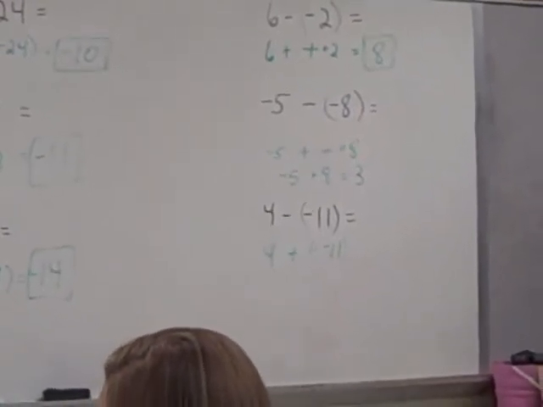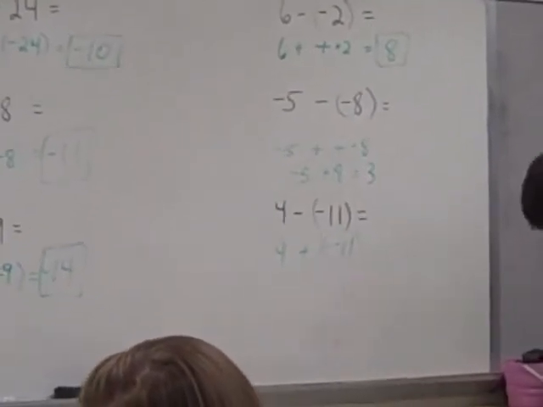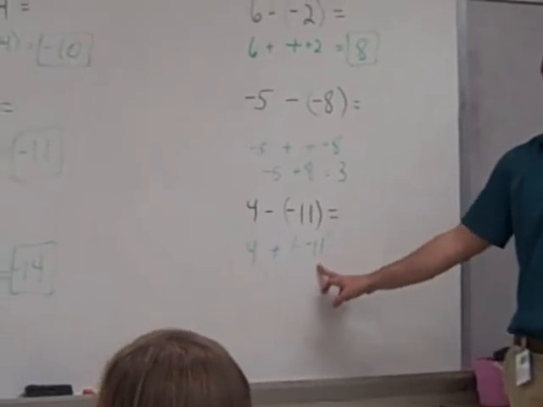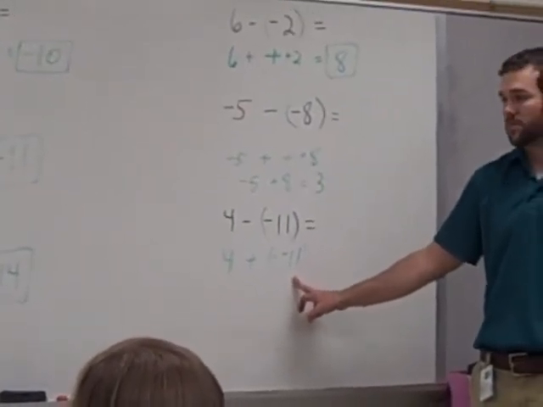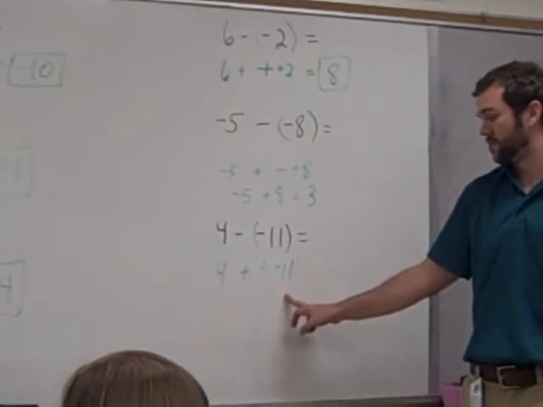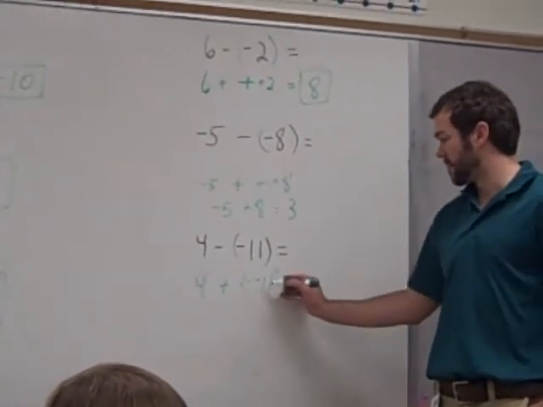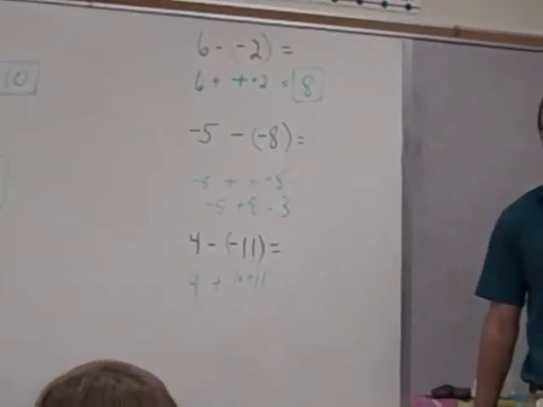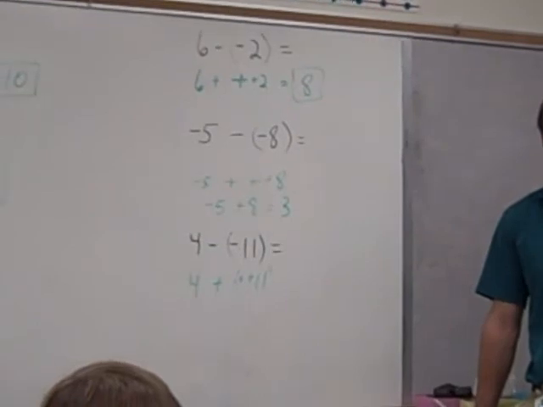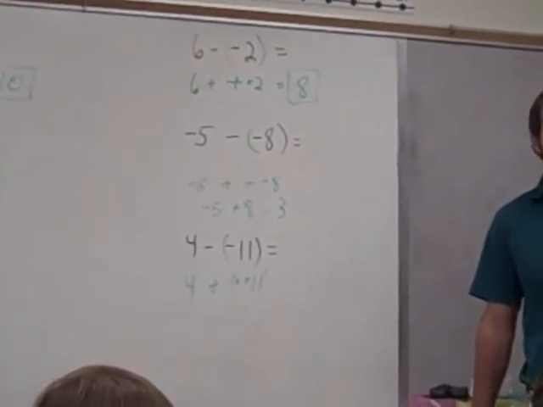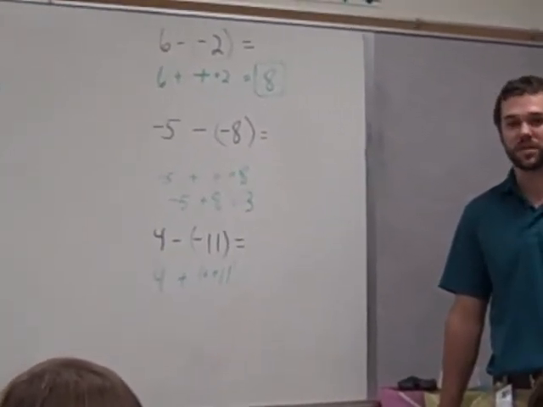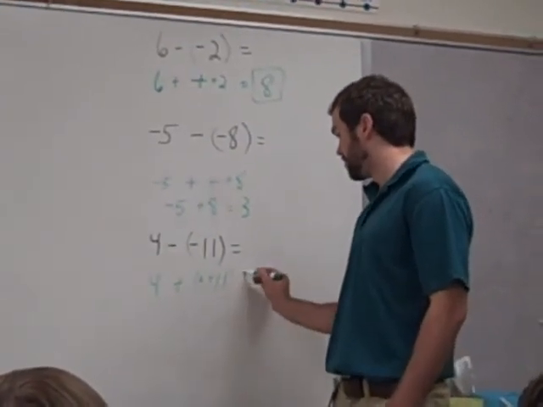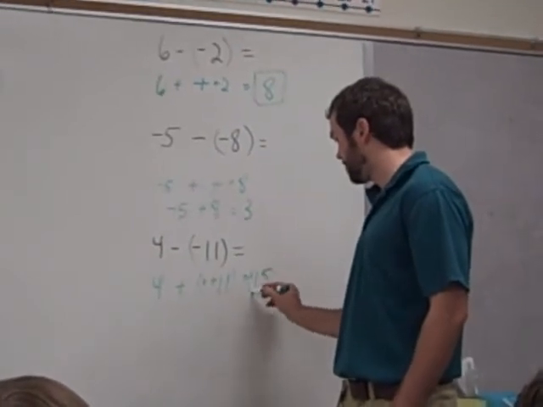Two subtraction signs on each other, change both to plus. What do you see right here in what I rewrote? 4 plus minus 11. There's two subtraction signs. So what am I going to do? What's it going to turn into? Plus signs. So now it is 4 plus positive 11. 15. And that's all it's saying, is 4 plus 11. Right? So the answer is 15.